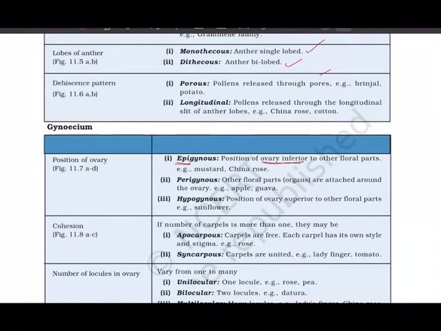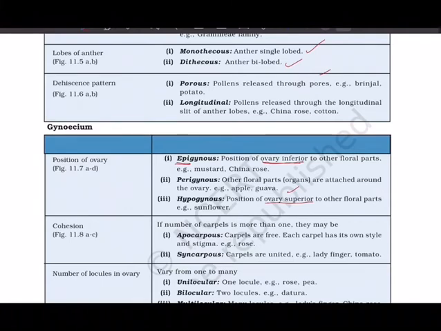Whereas hypo means lower. Okay, hypo, what is lower? Other parts are lower. Once other parts are lower, naturally the ovary is superior. So a superior ovary is a hypogynous flower.